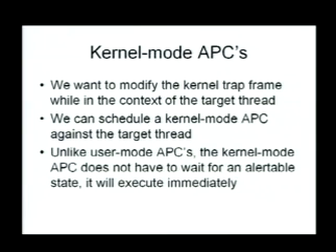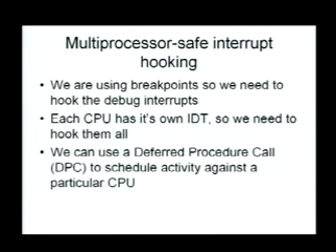Multiprocessor safe interrupt hooking is another problem we have to solve. Dual core systems, anything like that, we'll have to deal with that. So how many interrupt tables are on a dual CPU system? Come on, guys. Oh, come on. Someone knows. How many interrupt tables on a 2 CPU system? 2. Thank you. One for every processor.